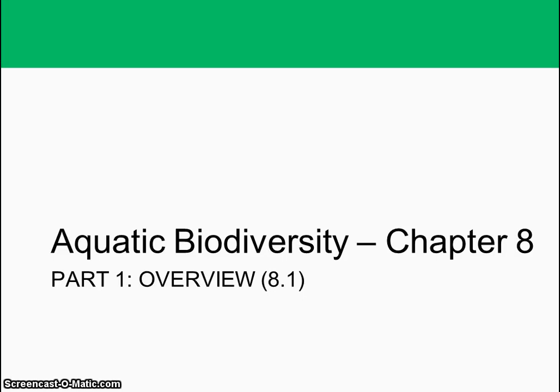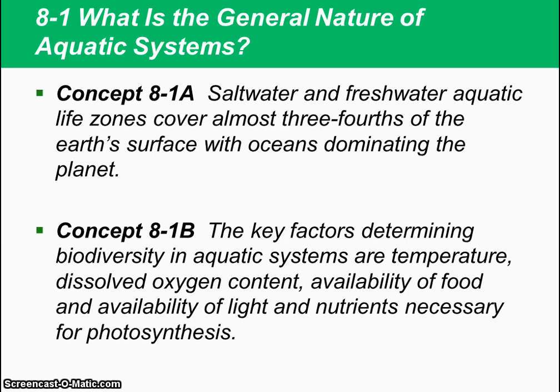This is the first part of the lecture on aquatic biodiversity. This is your book, Chapter 8, and then we're going to start with an overview of all aquatic systems. This is Section 1. So Section 1 starts off by telling us, hopefully something that's a review. Saltwater and freshwater are the essence of our planet.